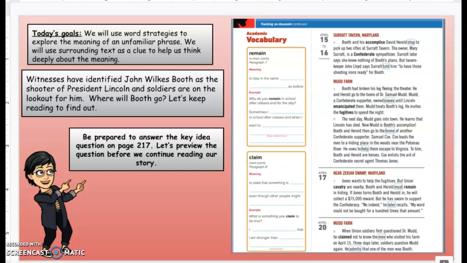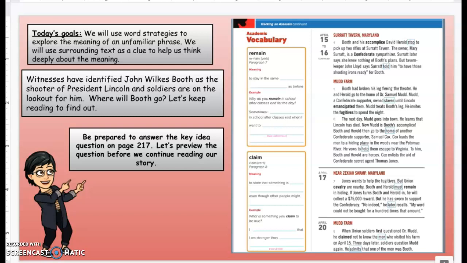April 17th. Near Zekiah Swamp, Maryland. Jones wants to help the fugitives, but Union cavalry are nearby. Booth and Harold must remain in hiding. If Jones turns Booth and Harold in, he will collect a $75,000 reward. But he has sworn to support the Confederacy. "No, indeed," he later recalls, "my word cannot be bought for 100 times that amount." April 20th.